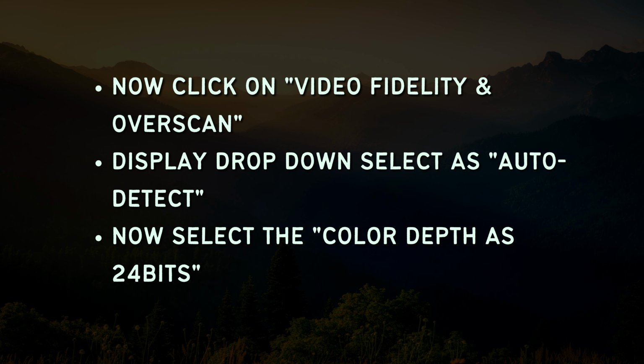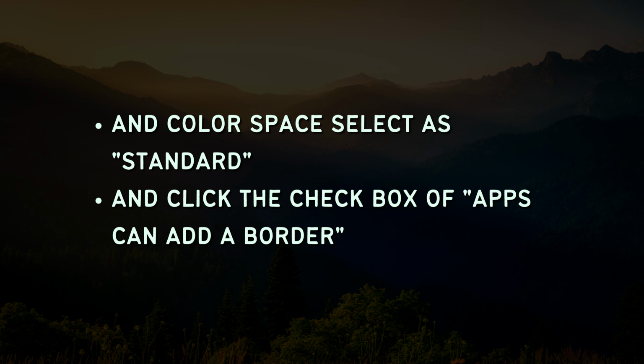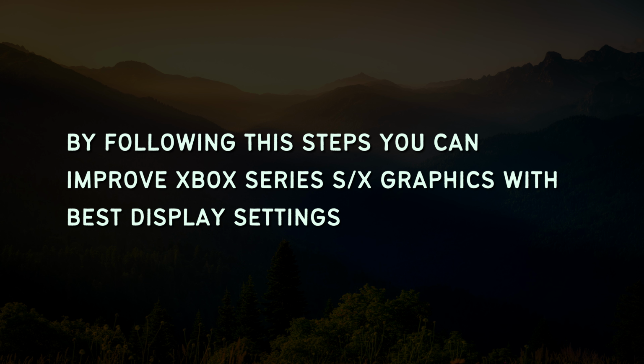Now click on video fidelity and overscan. Display drop down, select as auto detect. Now select the color depth as 24 bits and color space select as standard and click the checkbox of apps can add a border. By following the steps, you can improve Xbox Series graphics with best display settings.